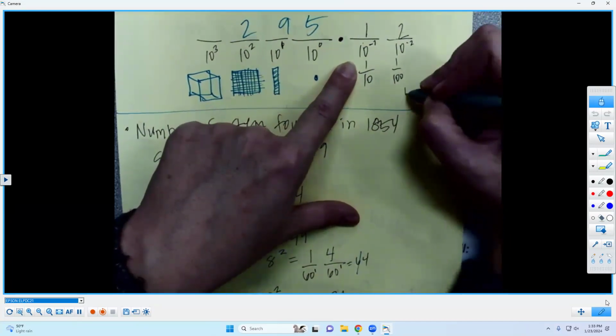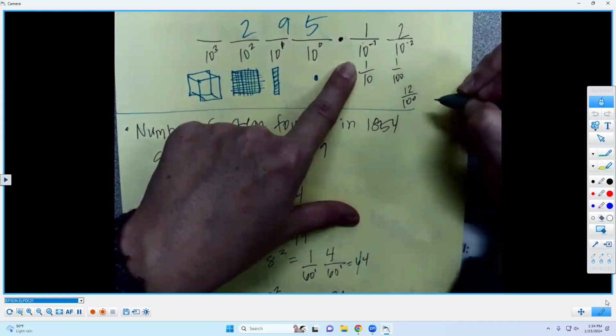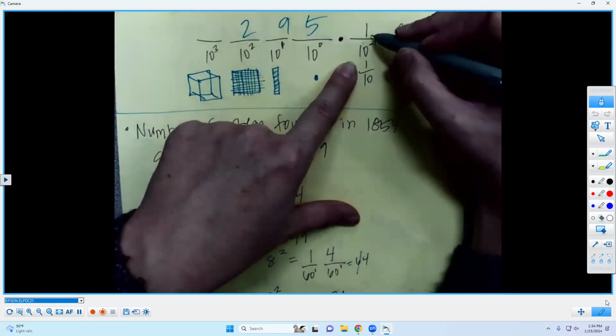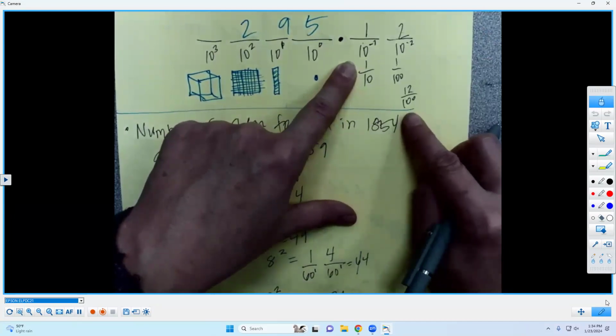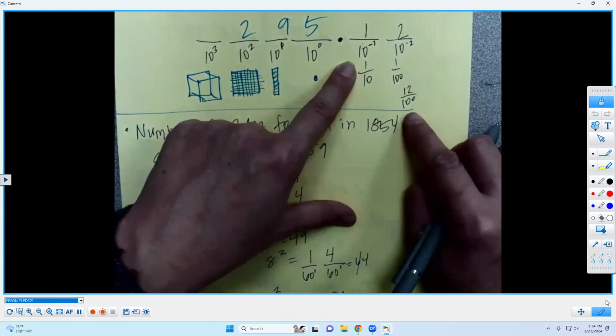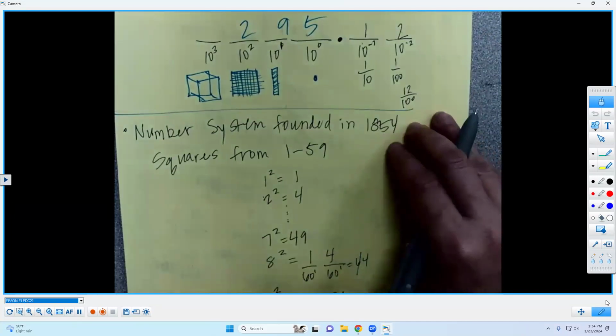12 over 100, right? Because it's 12 in the hundredths place, so it's 12 hundredths. You could reduce that down to 6 over 50, 3 over 25, right? It's the same idea with the Babylonians.